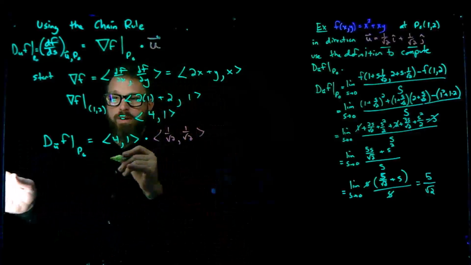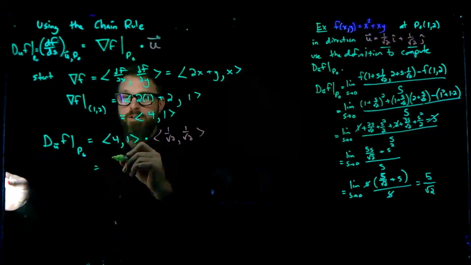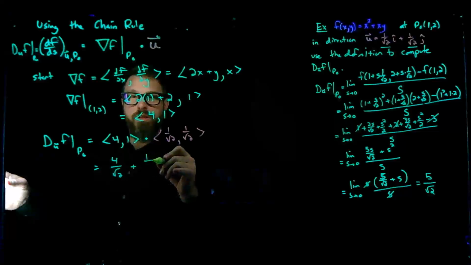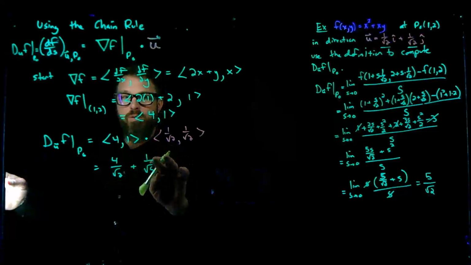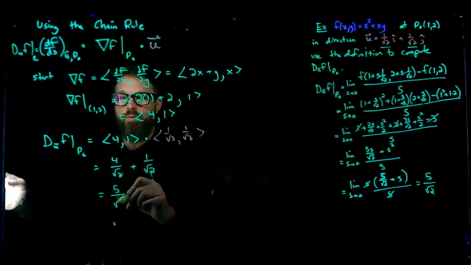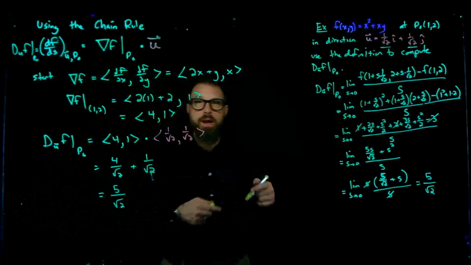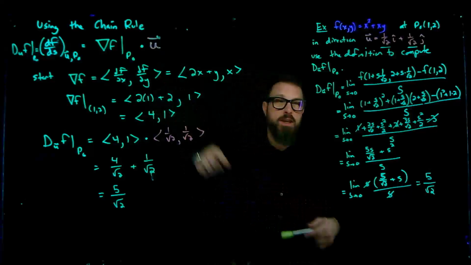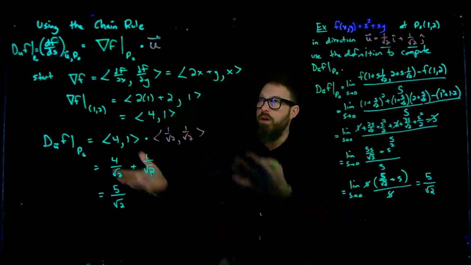So let's do the dot product. This is going to be 4 times 1 over root 2, which is 4 over root 2, plus 1 times 1 over root 2, which indeed gives us 5 over root 2. Which is why we much prefer to use this definition as opposed to this definition, because look how fast that is.